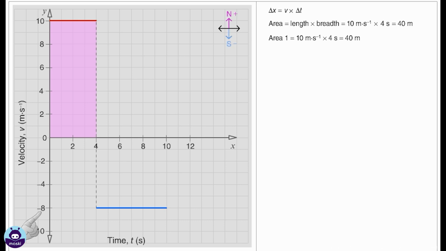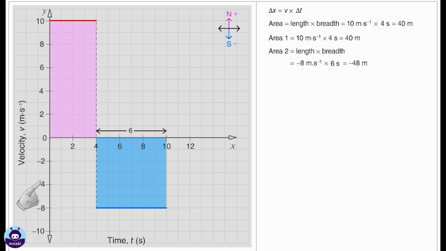It is travelling south. The displacement during this time interval can be known by finding the area between the velocity time graph and the horizontal axis. This is another rectangle. The area is given by its length times breadth. This equals negative 8 times 6, equals minus 48 meters.